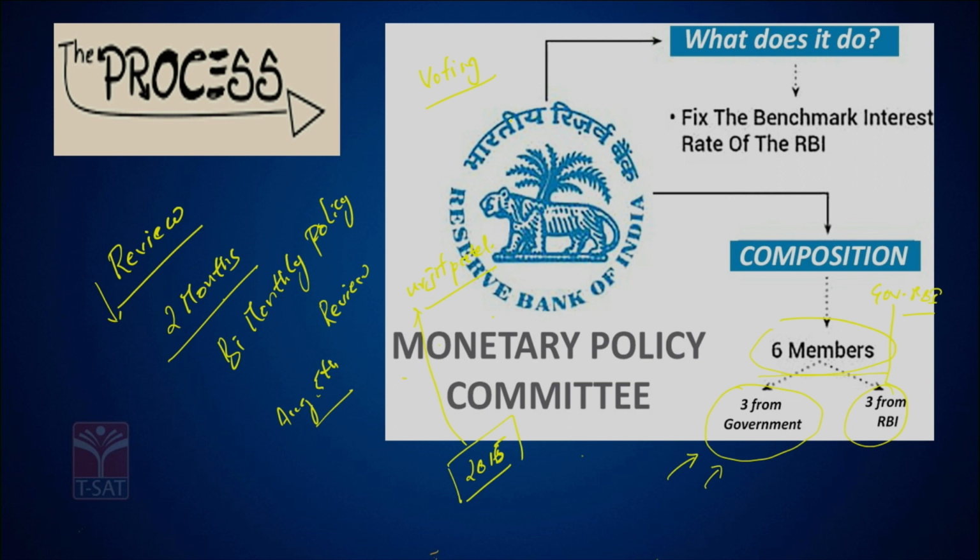Now you might be asking, since there is an even number of members, what happens if there is a tie among these people? In such a case, the casting vote, or the last word, would be with the RBI governor. Whatever he says would be the final decision that prevails. That is how, since somewhere around September 2016, when Mr. Urjit Patel became the governor of the RBI, we started reviewing this policy with a 6-member committee rather than one person taking the decisions.